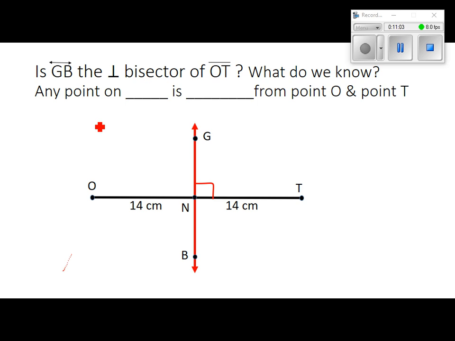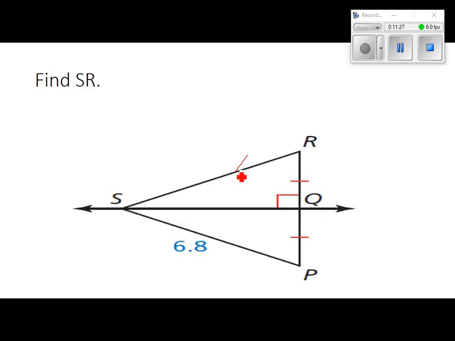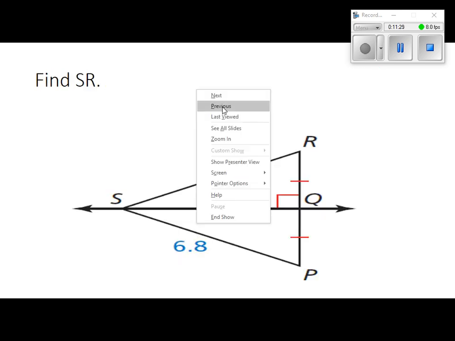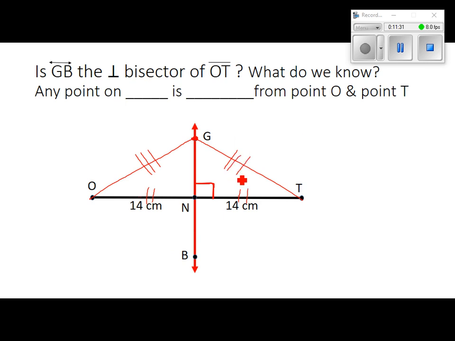Is GB the perpendicular bisector of that segment? Does it split the segment into two equal segments? Yeah, those two are congruent. Is it perpendicular to it? So then what do we know about point G? Same distance from O as it is from T. Those two distances have to be the same.